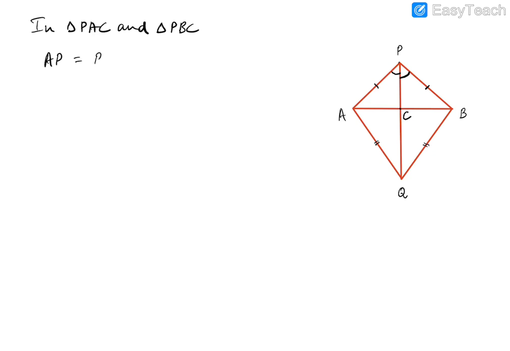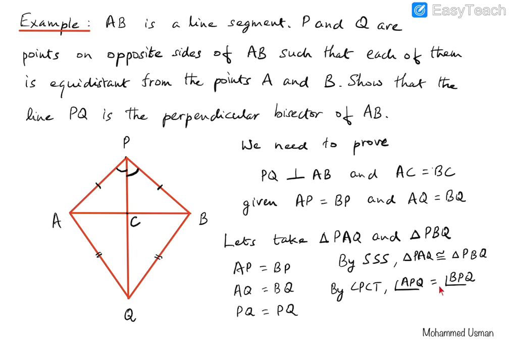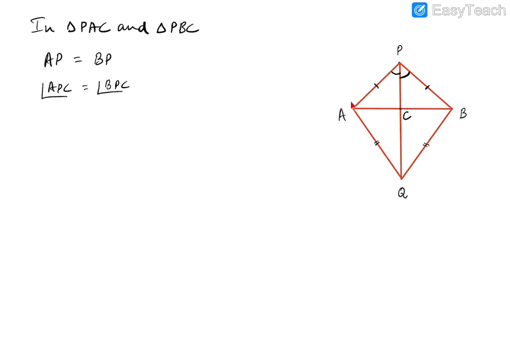AP equals BP, and then we have angle APC equals angle BPC, because angle APC is nothing but APQ and BPQ. It's the same as APC and BPC, right? So that is what we have shown here previously. So instead of Q, we can write also C because it forms the same angle. So APC is equal to BPC. And then we have the common side, PC is equal to PC. So that's the common side, PC equals PC.